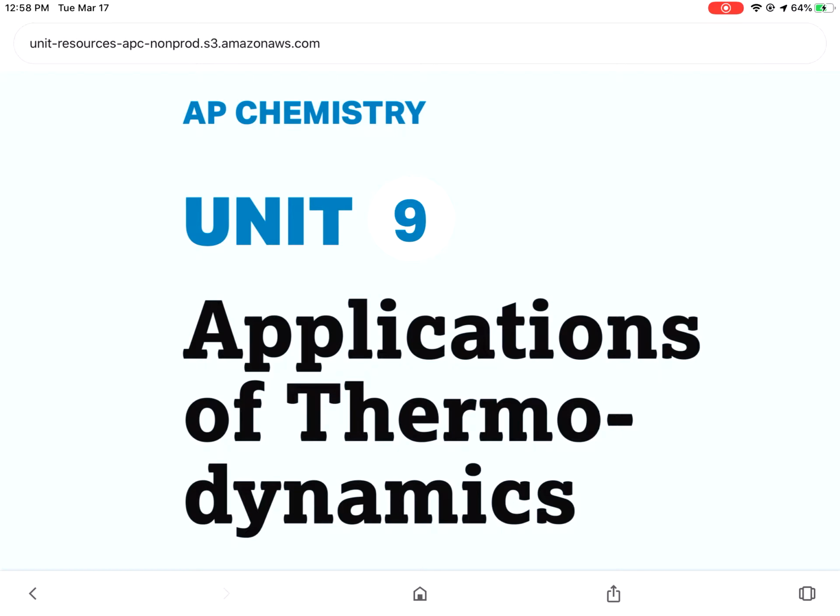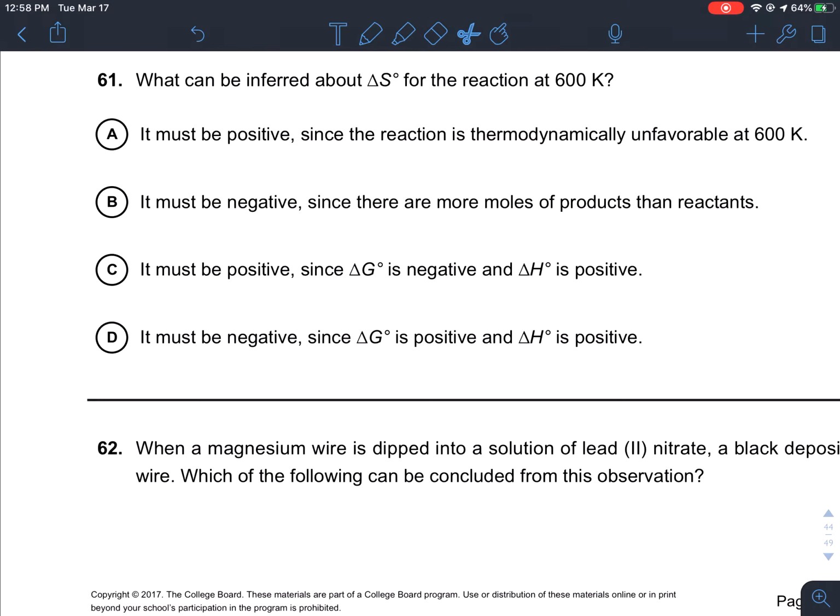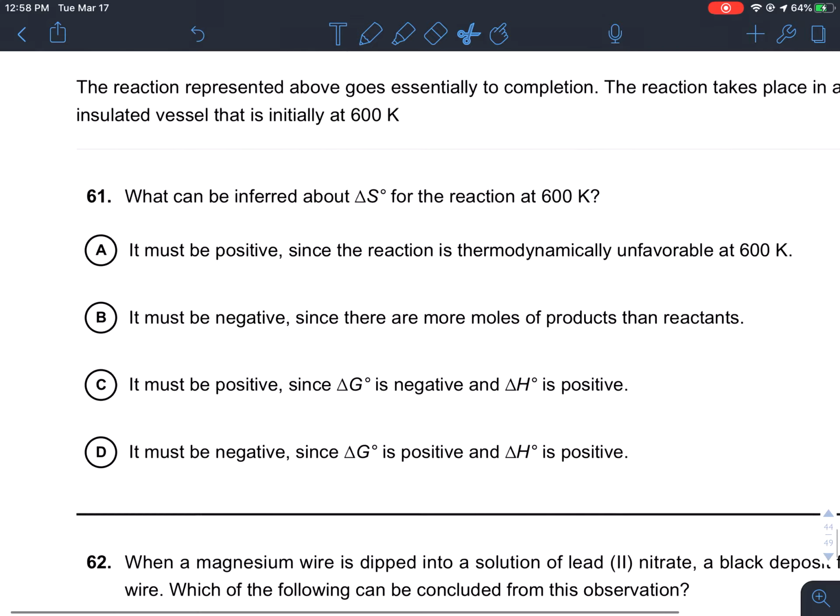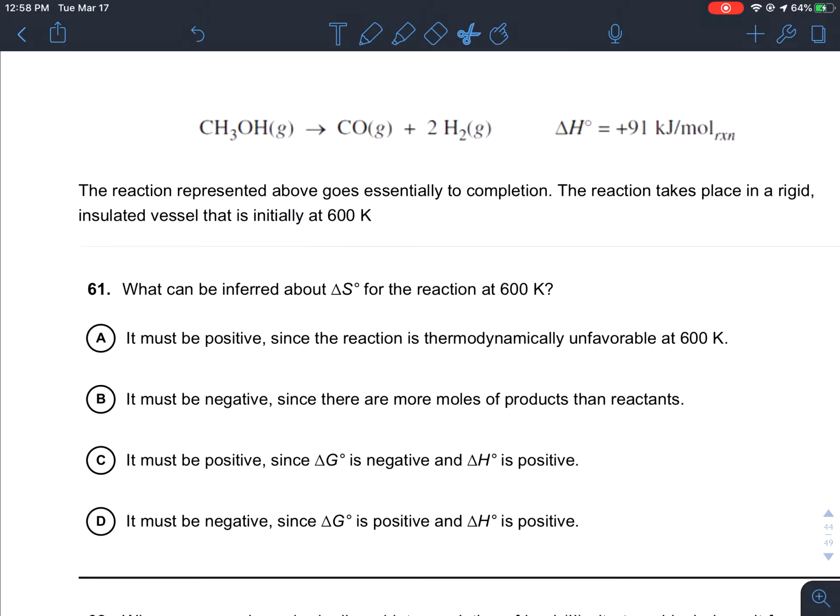All right, Unit 9, Applications of Thermodynamics. We're at question 61, so let's get to that question. All right, let's see. It gives us this reaction. It's methanol becoming carbon monoxide and hydrogen gas. We have a delta H there.